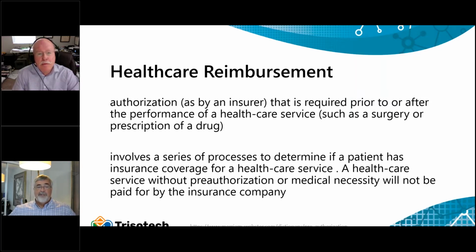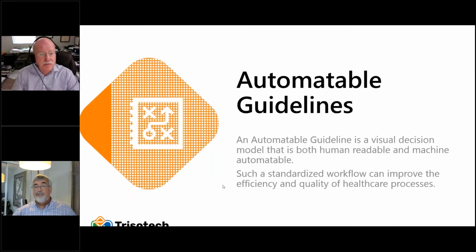So healthcare reimbursement involves a series of processes to determine if a patient has insurance coverage for a specific healthcare service. The service without pre-authorization or medical necessity will probably not be accepted by the insurance company. So these processes have a very high impact on the patient and the provider. In using the term automatable guidelines in our context here, we refer to a single visual knowledge artifact that is both human readable and machine automatable.